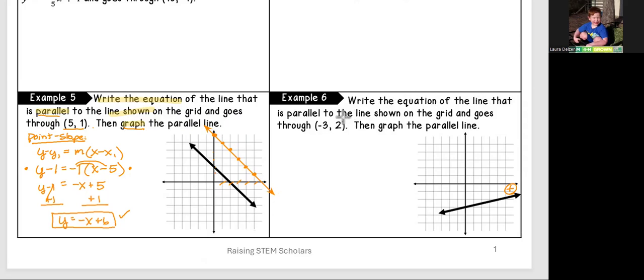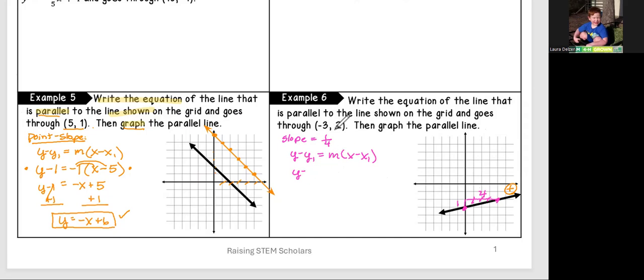It says, write the equation of the line that's parallel to the line shown on the grid and goes through this point. The first thing we've got to do is figure out our slope. I see it's crossing here, and I see it's crossing here. So it looks like it's going up 1 and then over 1, 2, 3, 4. So it's going over 4. So my slope is 1/4.